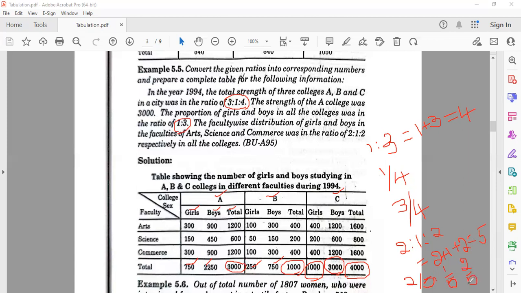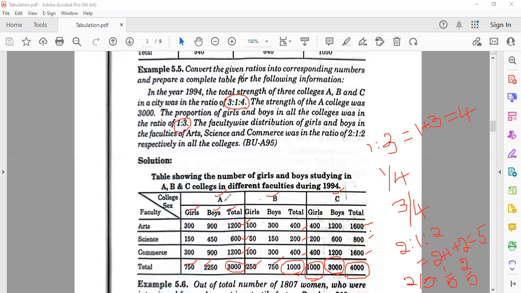Now let us take these values for 3,000. So 3,000 into 2 by 5 is 1,200. The same thing is for commerce. That is how you get 1,200 for arts and commerce, whereas 1 by 5 is for science. So 1 by 5 into 3,000 is 600. Similarly, for college B, 2 by 5, 1 by 5, 2 by 5 will be 400, 200, 400. For college C, it is 1,600, 800 and 1,600. So that is how we get these totals.